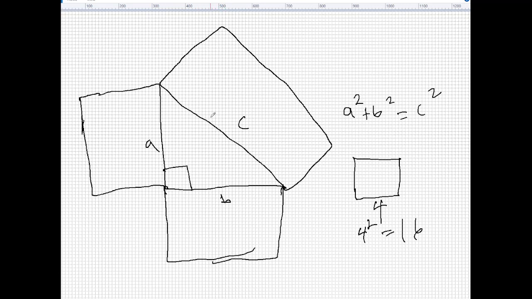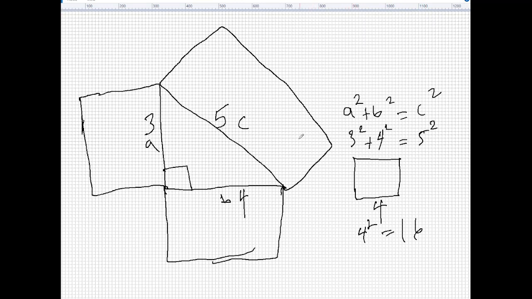Now let's just say the length of this side is 5, and the length of the base is 4, and the length of the height is 3. So what that is going to mean is that 3 squared plus 4 squared equals 5 squared.